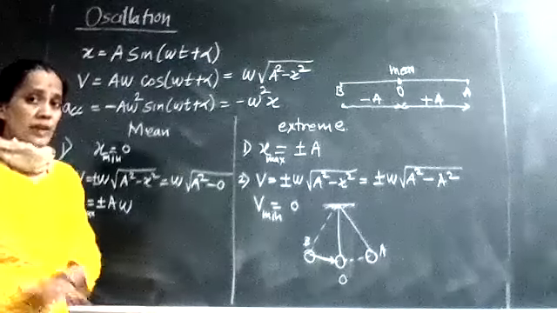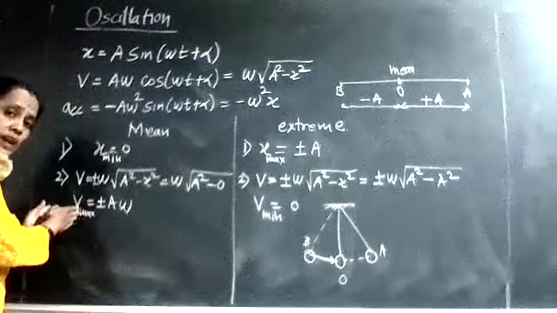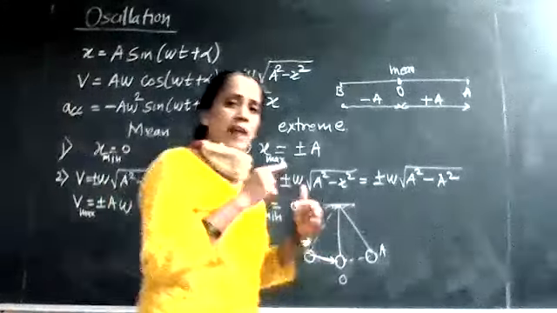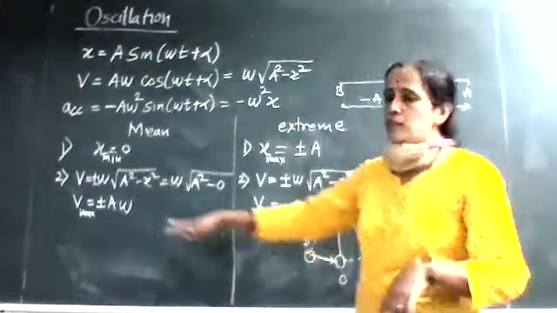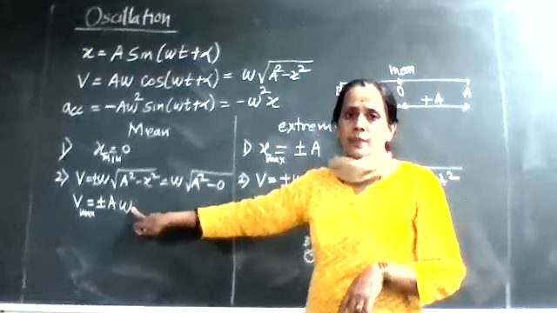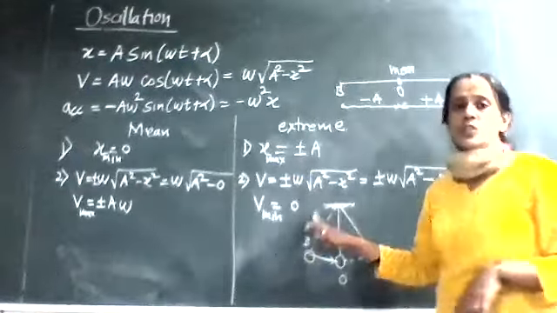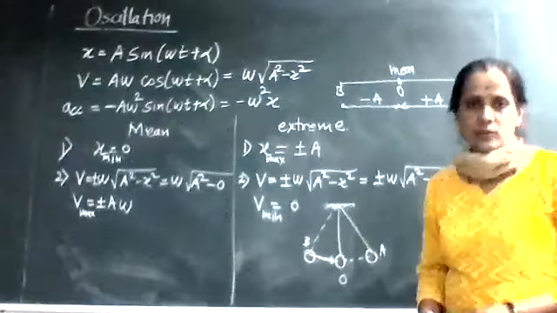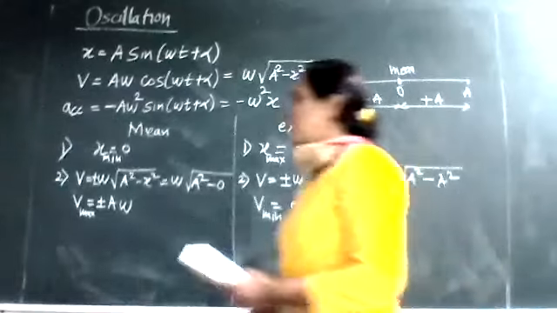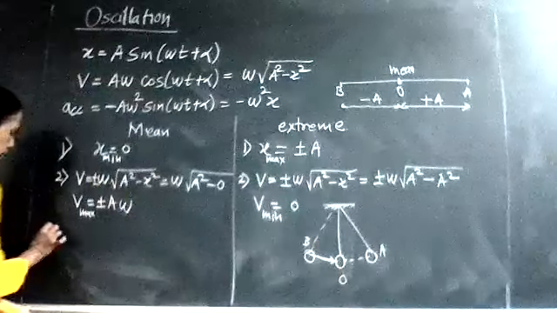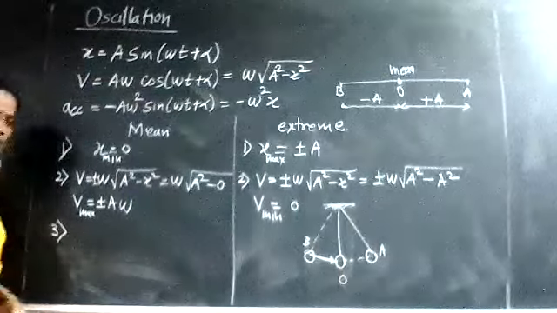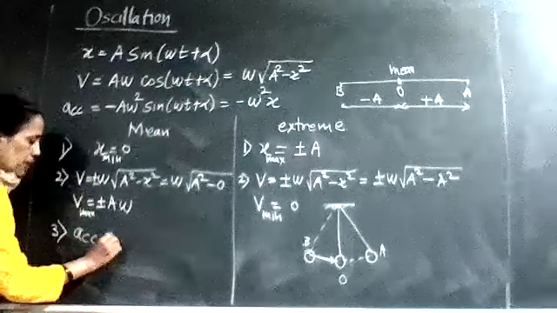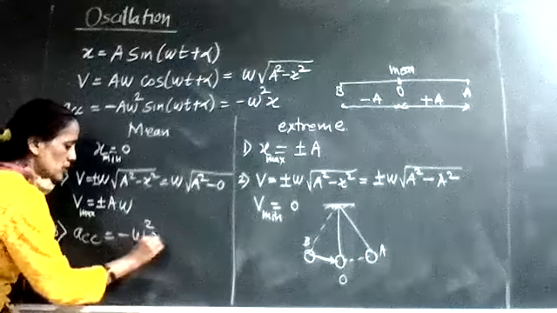So now this is a very important thing. Your velocity is maximum at mean position, and the value of maximum velocity is nothing but a omega, and velocity at extreme position is 0, which is nothing but the minimum value. Fine. Now I can go for the third value. Third value is nothing but the acceleration. Now our acceleration is equal to minus omega square x.